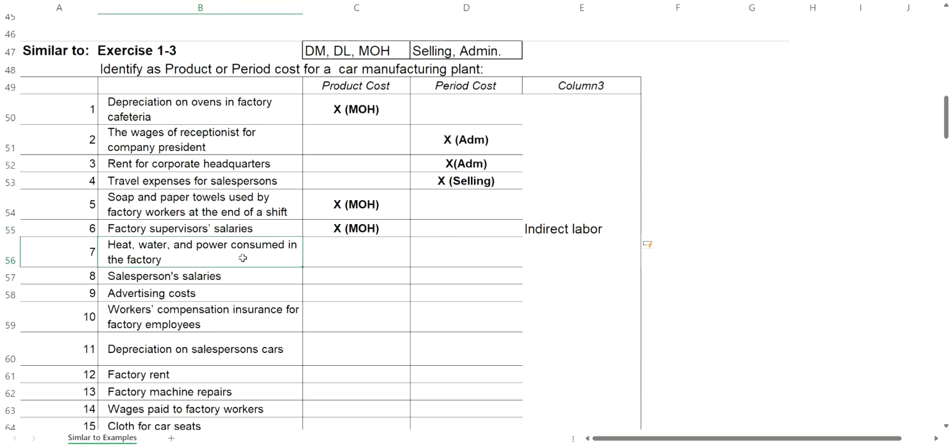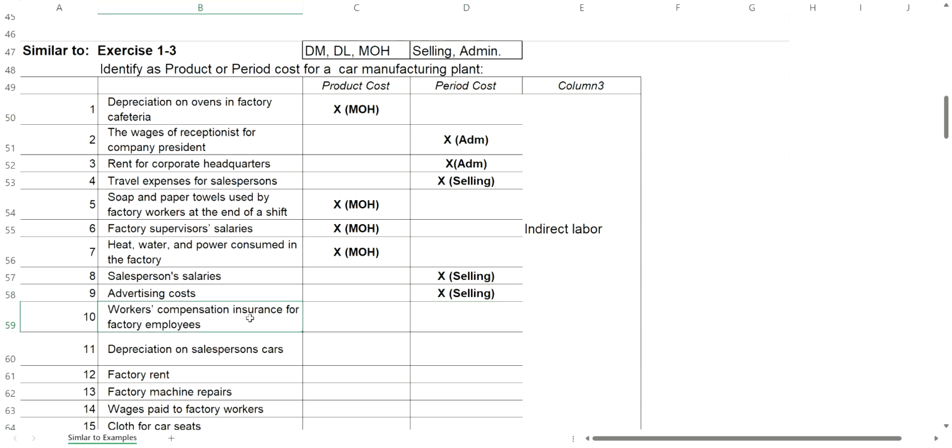Number 5, heat, water, and power consumed in the factory. Again, that is factory related, so that would be manufacturing overhead. Salesperson salaries. That would be a selling expense. So therefore, that would go into the period cost column, and I will note that that is a selling expense. Advertising cost would also be considered a selling expense, which is a period cost again. So therefore, I will note in the period cost column that that is a selling expense.